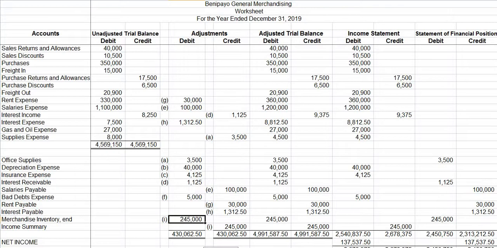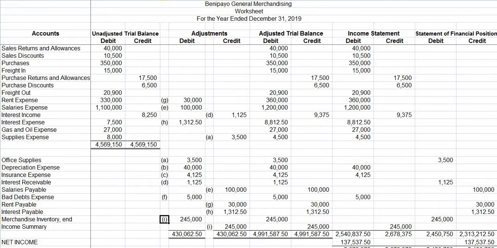As for the credited account of income summary, it is also to be written here after merchandise inventory end, since nowhere up here can we find that account name income summary. And of course, the amount of 245,000 pesos under the credit column. And not to forget the letter. And also here for the merchandise inventory end of 245,000.